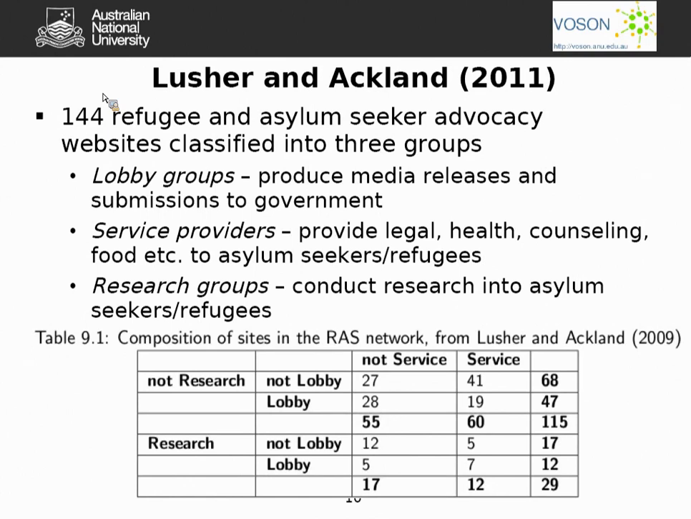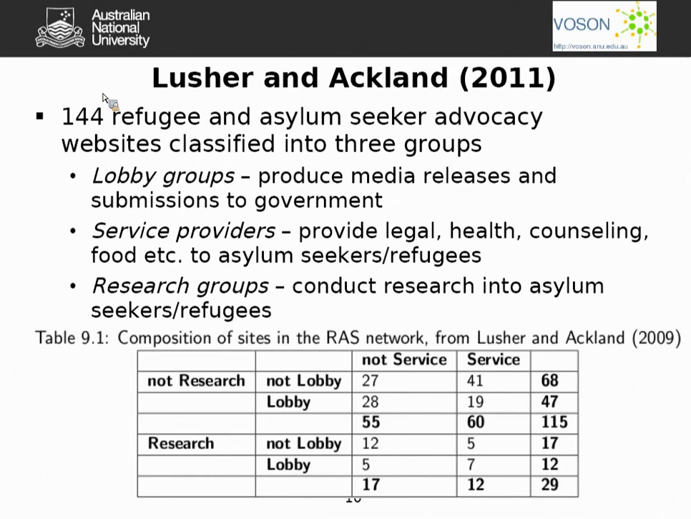In this paper, we were interested in characterising the hyperlink network formed by websites that are advocating on behalf of asylum seekers in Australia. This has been a very politically charged issue in recent years, especially when this research was conducted. It was the era of the Howard government, the former Conservative government, where there were fairly hardline policies with regards to the treatment of refugees and asylum seekers. We wanted to look at the hyperlink network of groups that were advocating in this area.